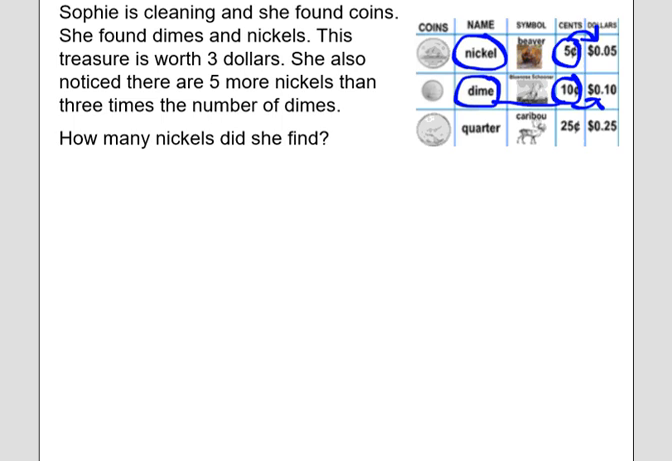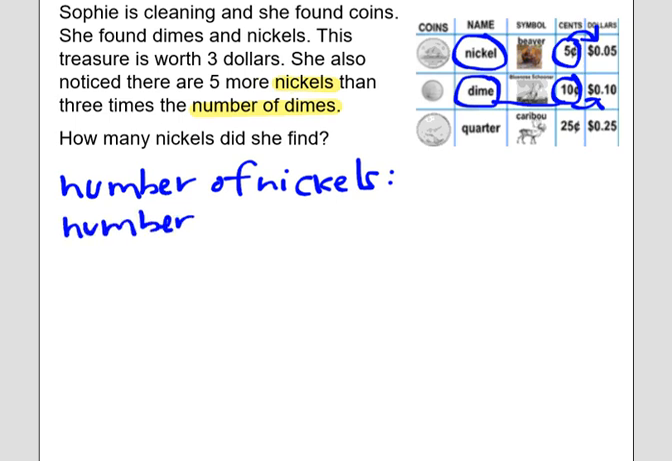So what are the unknowns in this problem? I'm going to give you a second to think about it. What are the things that we don't know in this problem? So for sure, we don't know the number of dimes. And the question is, how many nickels? So we don't know the number of nickels either. So let's write it like this. It's important that you write number of nickels, because that's going to help you at the end when you figure out your answer. And number of dimes.